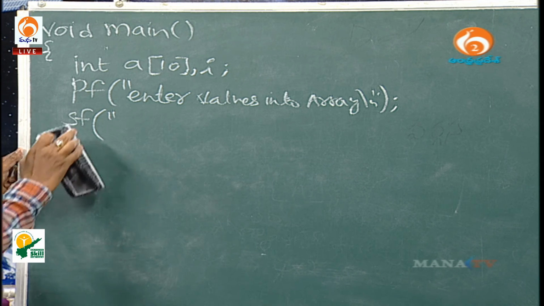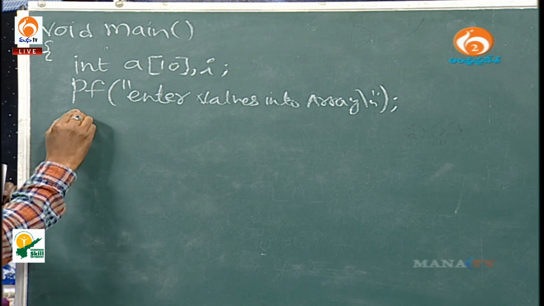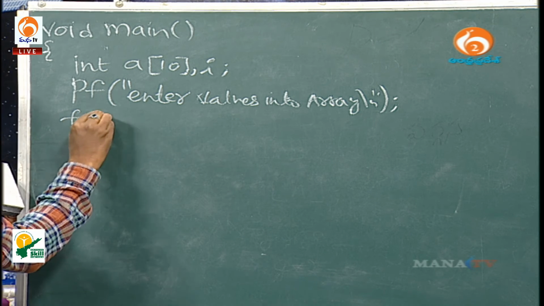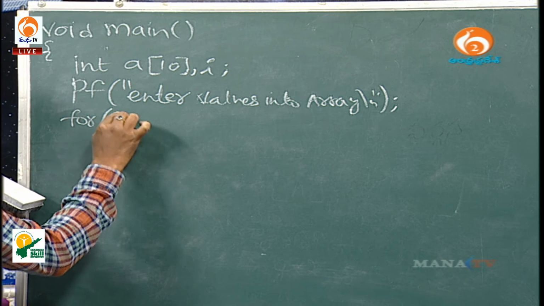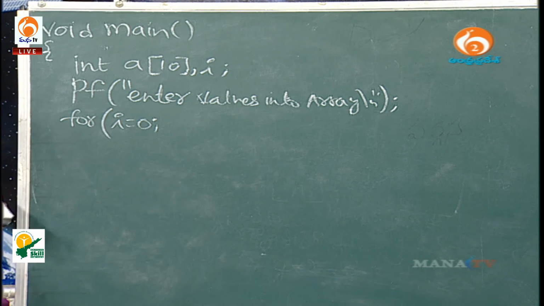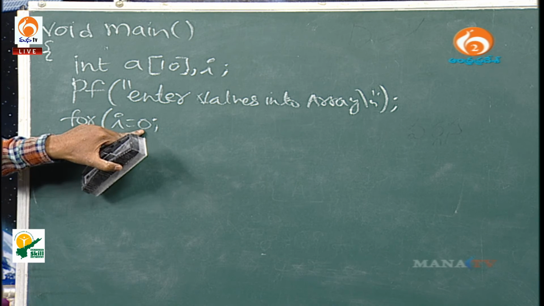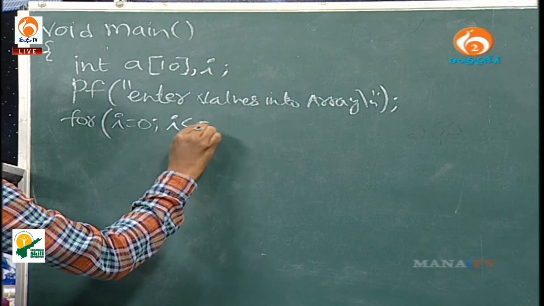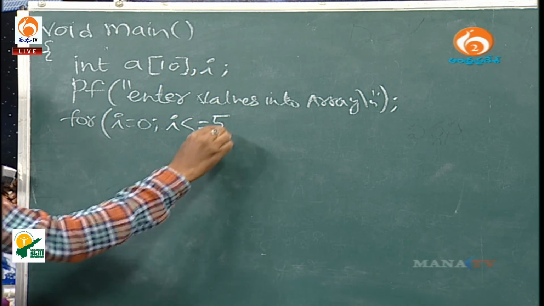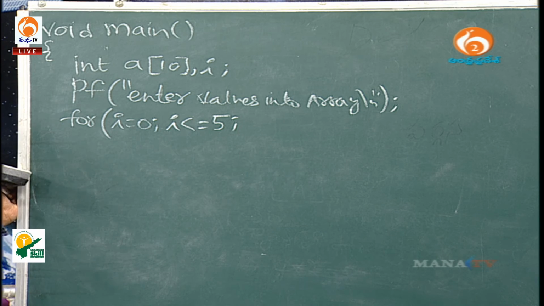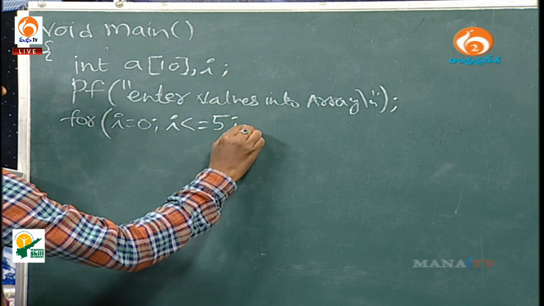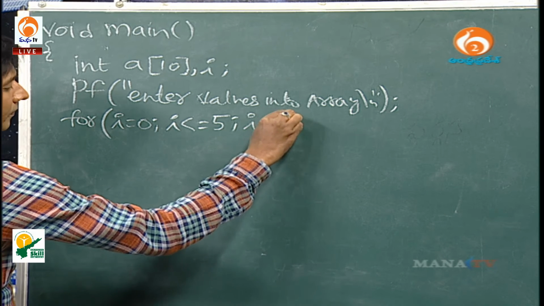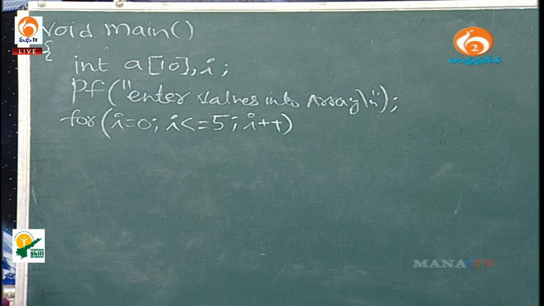We need to use the looping statements. Next, for I equal to 0, because array index starts with 0, here I am initializing with 0. How much size do I want to store? Only 5 out of 10. Next, I++, I is incremented, where I varies from 0 to 5. The remaining I am not storing.